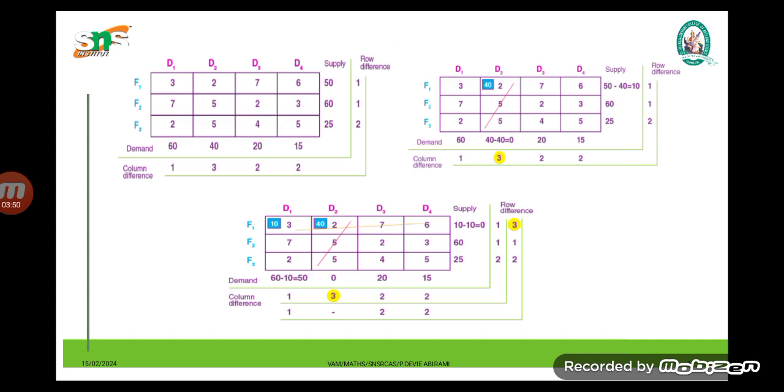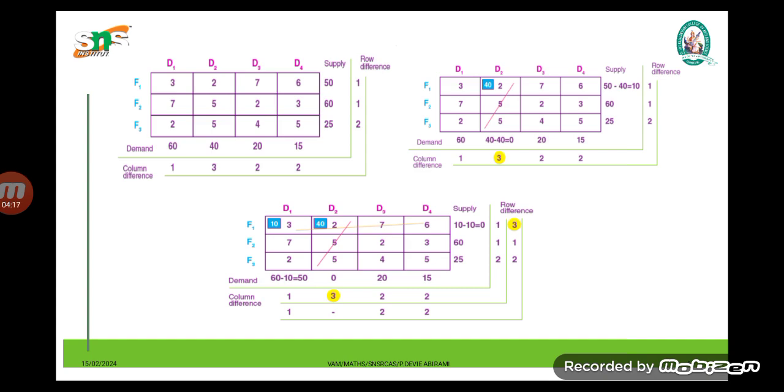Here my minimum values are 3 and 6, and I will get the row difference as 3. Finally, I will get the row differences as 1 and 2. In the column differences, the second column will change because we crossed it out, so we will get 1, 3, 2, 2. Here the maximum penalty is 3 and 3, and we can cancel both.